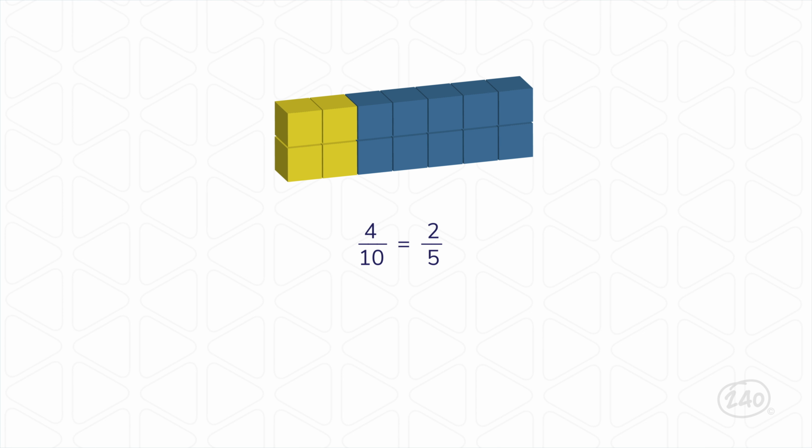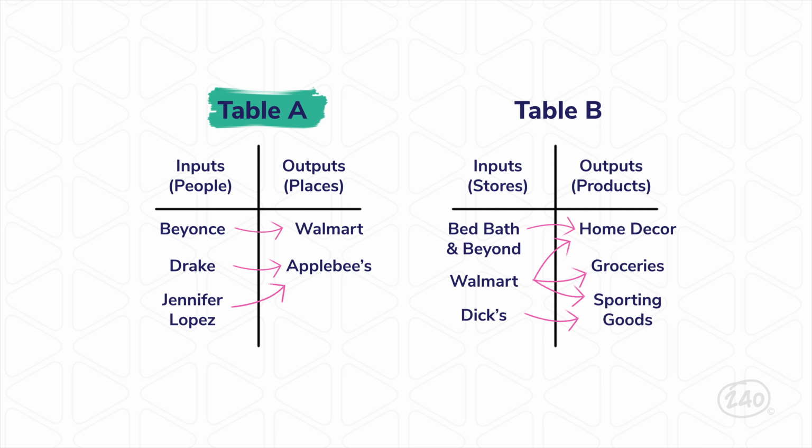One way to understand the concept of a function versus a relation is to consider real-world examples. Let's take a look at these tables. Table A represents a functional relationship because each person, input, can only be in one place, output, at any given time. Every input has only one output. Beyonce went to Walmart, Drake went to Applebee's, and Jennifer Lopez went to Applebee's. Table B, on the other hand, does not represent a functional relationship because at least one input has more than one output. Specifically, the input of Walmart is linked to 3 different types of products: home decor, groceries, and sporting goods. A function cannot have an input with 2 or more different outputs. In that example, only table A is a function.